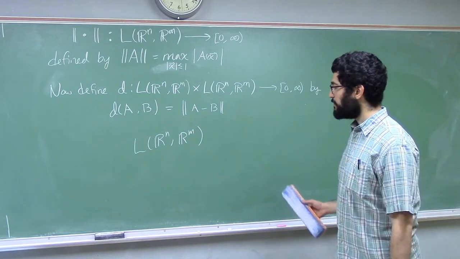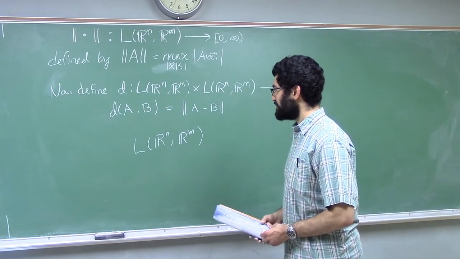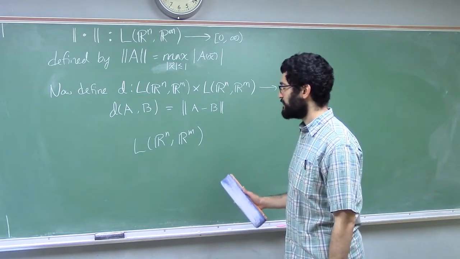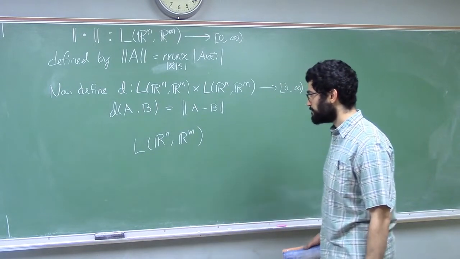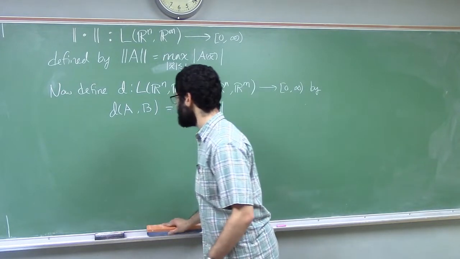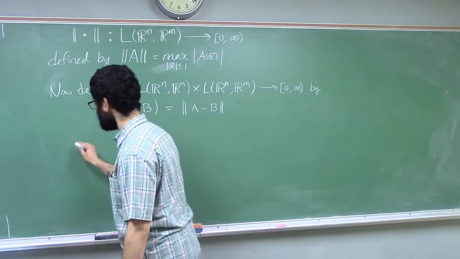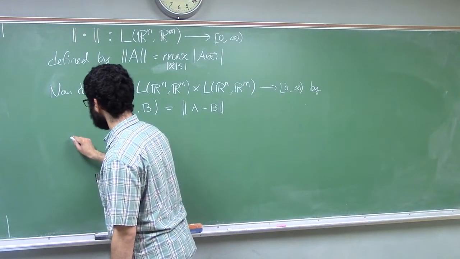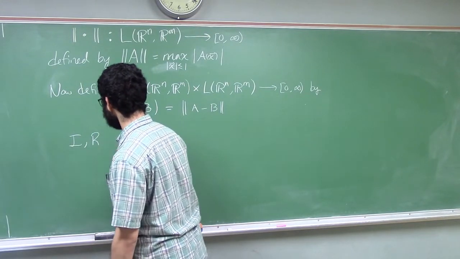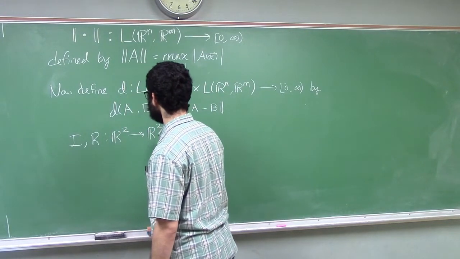Before ending the course, I want to just show you why one might want such a thing for the purpose of working with derivatives in higher dimensions. But first, let's just look at an example. So let's just consider the distance between two linear maps. Let's say I and R, let's call them. I will be the identity and R will be a rotation. Those will be linear maps from R2 to R2.